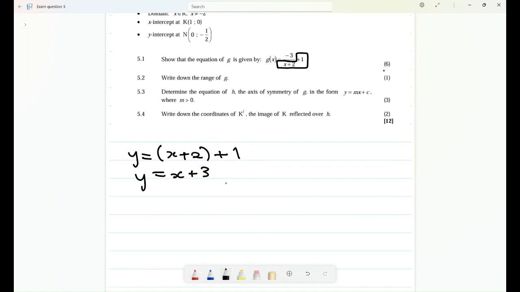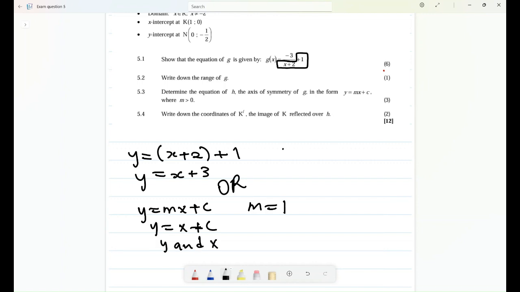Or someone might say, I want to use this one: y is equal to mx plus c. There are 2 ways of doing this. I prefer the first one. It's straightforward. So how can I find this? I know the gradient is equal to 1. The gradient of the axis of symmetry is always equal to 1. So I'm going to say y is equal to x plus c. How do I find y and x? Y and x, I repeat, are your asymptotes.